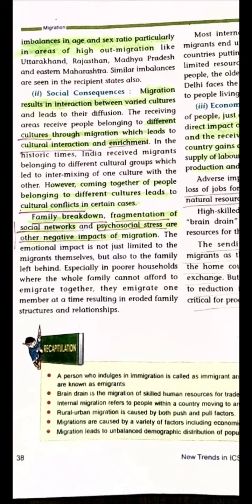Apart from that, what happens is, the last 3 lines of the first paragraph, however, coming together of people belonging to different cultures leads to cultural conflicts in certain cases. You may also include in your answer that family breakdown, fragmentation of social networks, psychosocial stress are other negative impacts of migration. So that was the question on the social consequences of migration.